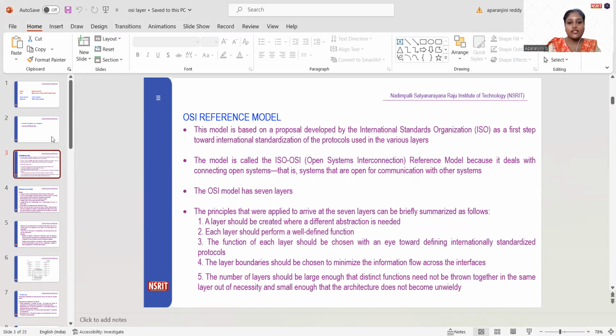The OSI reference model is a model based upon the proposal developed by the International Standards Organization (ISO) as a first step towards the international standardization of the protocols used in the various layers. The model is also called the ISO OSI, that is Open Systems Interconnection Reference Model, because it deals with connecting open systems, that is the systems that are open for communication with other systems. The OSI model has 7 layers.